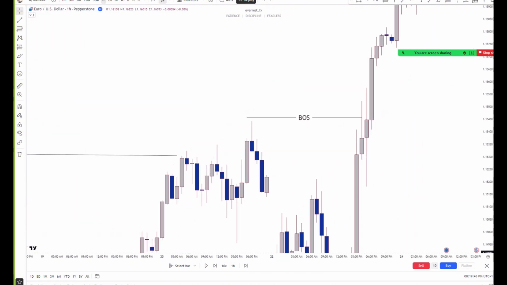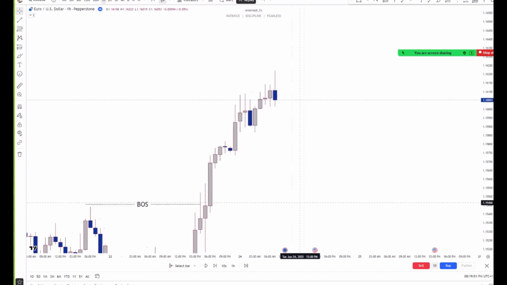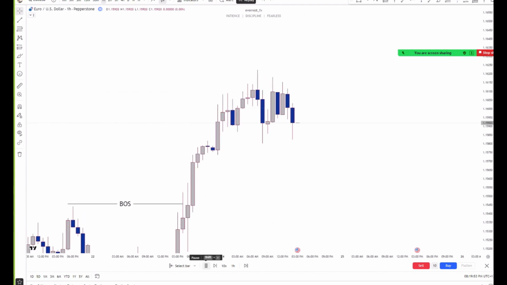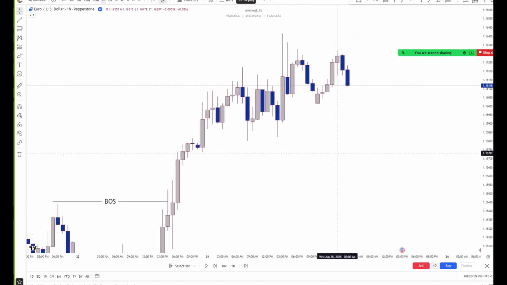These are simple things that will make you make a lot of mistakes in the market when you start trading. So just know, market structure, like I said earlier, is very important. It is very important, especially if you are an SMC trader.